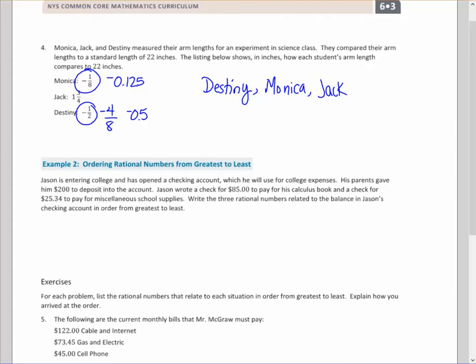Now, if they want you to put the numbers in order, what a lot of kids will do is write down their decimal equivalents or their new fraction or their fancy new common denominator. Put it in the original numbers you were given. So in this case, Destiny, we were told negative 1/2, right? Monica was negative 1/8, and Jack was 1 3/4. I hope that makes sense, because if you do all this stuff and then you're like, well, these numbers aren't on my list if it were multiple choice, well, you have to go back to the original, okay?